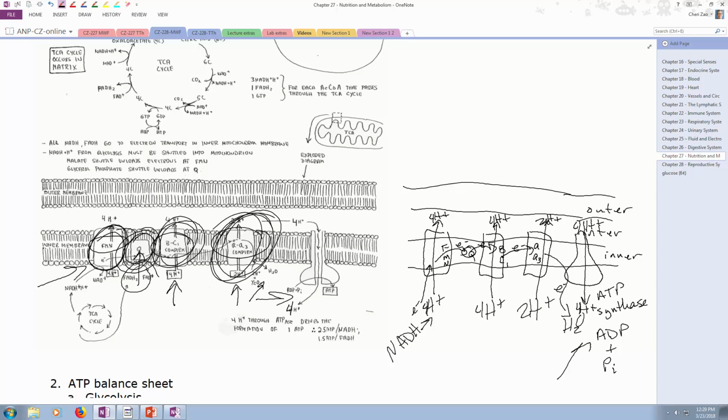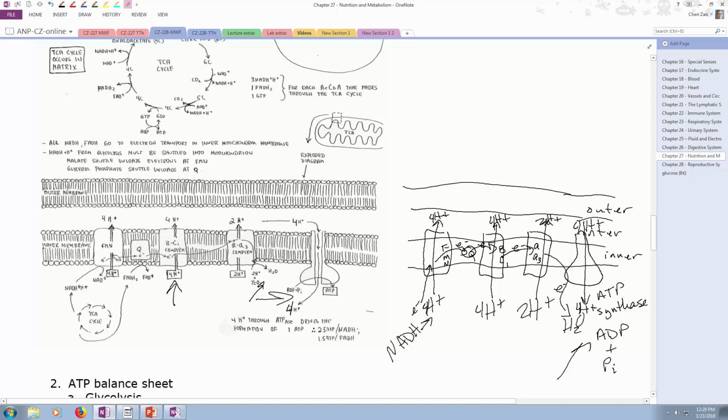There's an interesting poison out there that blocks our ability. Let me erase all this stuff. It's a nice thing about this, I can do a lot of erasing. There is a chemical out there that blocks this very last step right here, where we actually have the electrons go to oxygen and make water from this process. And it's called HCN. Do you guys know what HCN is? That's cyanide. This is where cyanide works, Sonia.